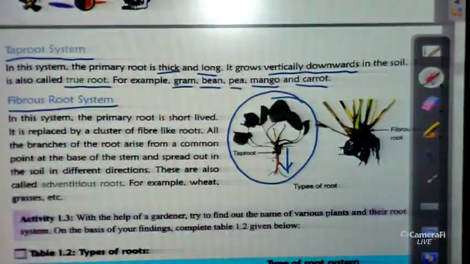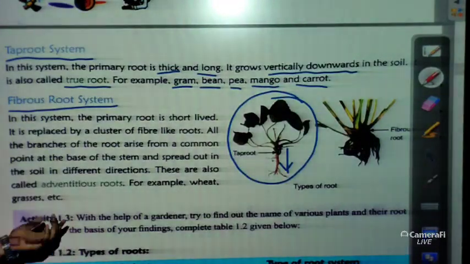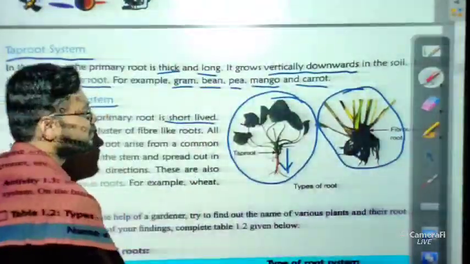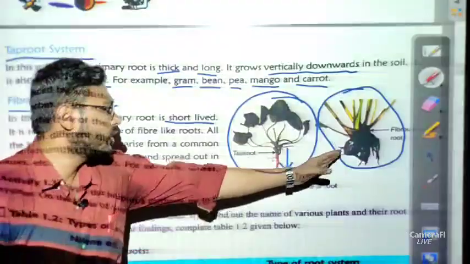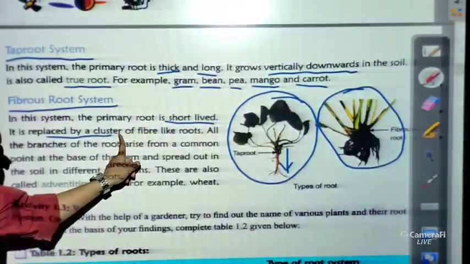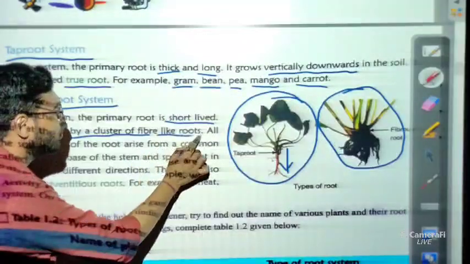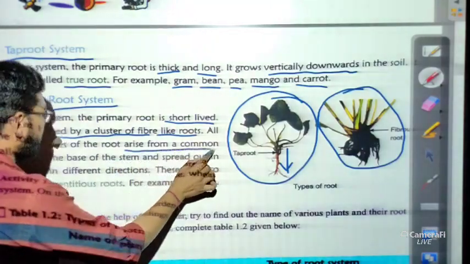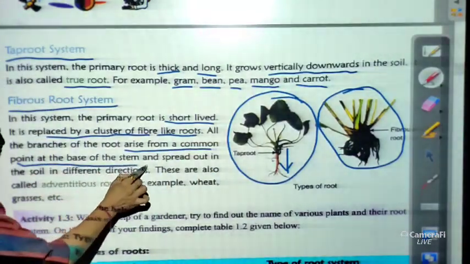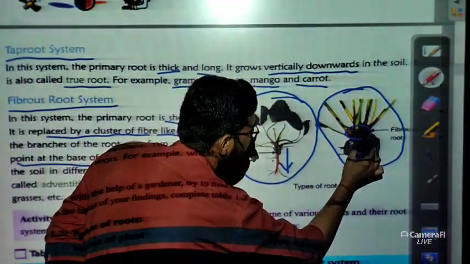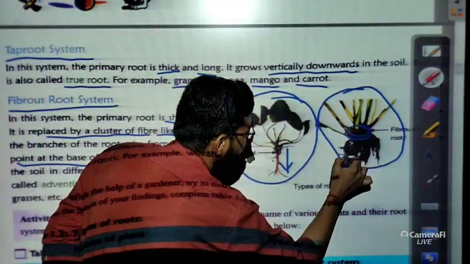Now, what do you mean by fibrous root system? In this system the primary root is short lived. Just have a look, this is the picture of your fibrous root system. The primary root is replaced by a cluster of fiber-like roots. All the branches of the roots arise from a common point on the base of the stem. You can see here this part is the common point, and all the roots are there like this.